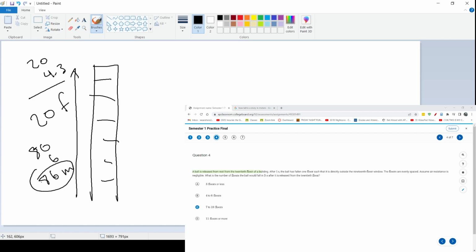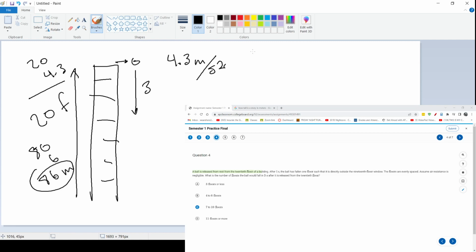Now we're on to the actual problem. A ball is released from the 20th floor of a building and goes down for 3 seconds. It has an acceleration of 4.3 meters per second squared.